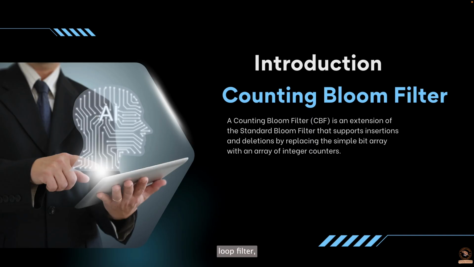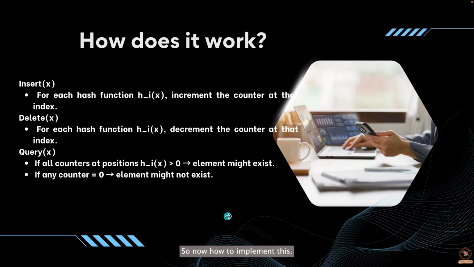So in the counting Bloom filter, we use the integer array which has the counters. So how does the counter work? The counter works based on the hash function result. We pass the input in the hash function, it gives some index, and based on that index, we increase or decrease that counter. So now how to implement this?